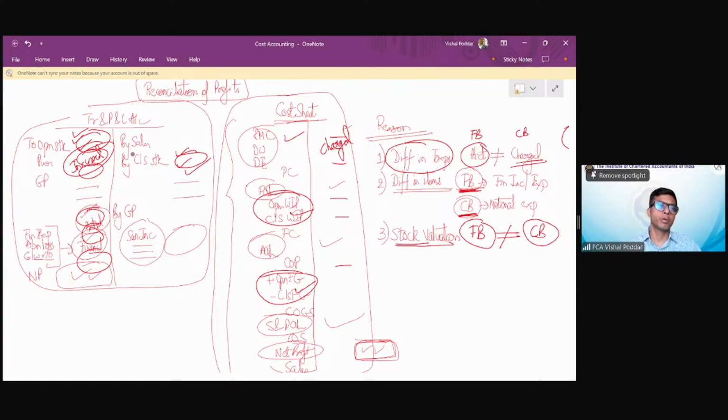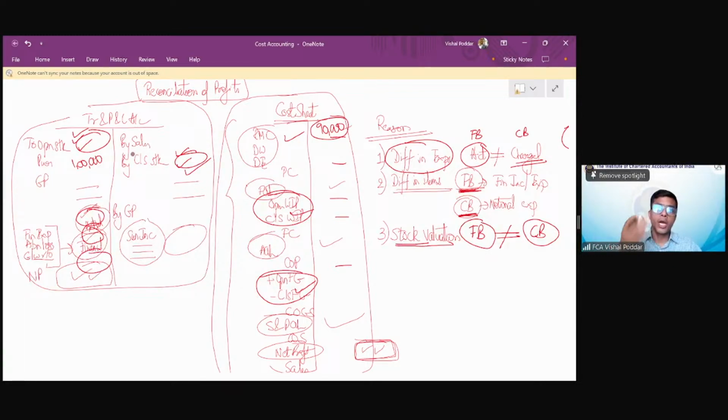Now, what is under absorption? What is under recovery? So let us say the amount here is 1 lakh, and the same thing here is 90,000. It means you have charged that amount less in your cost sheet. Why less? Because costing is done on an estimated basis using predetermined rates, so the amount can be less or more. In this example, the amount is less in cost sheet.